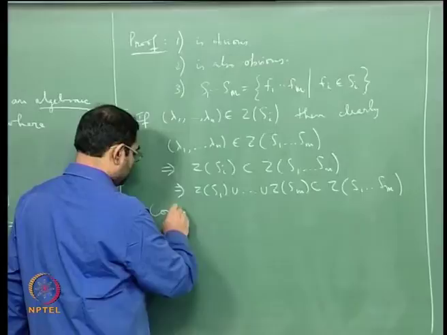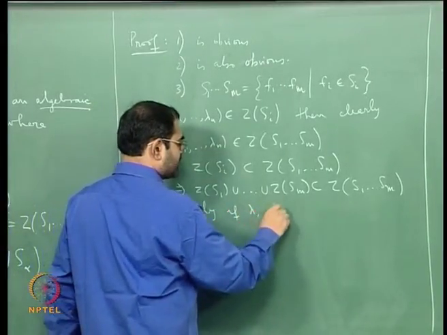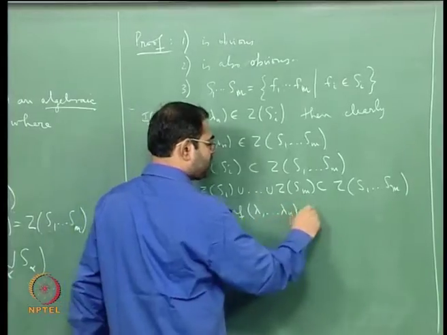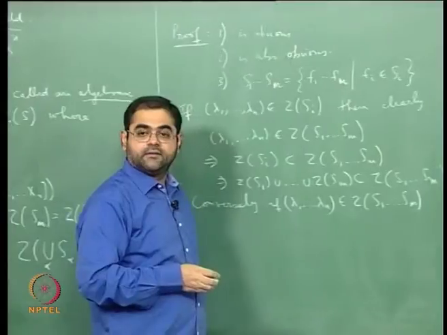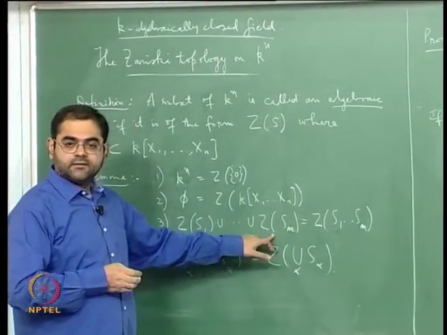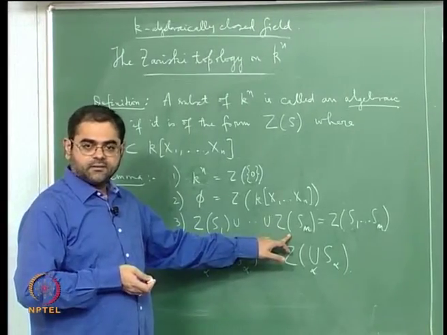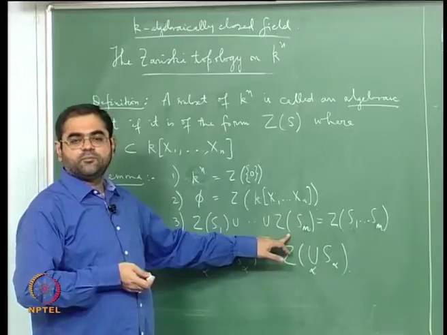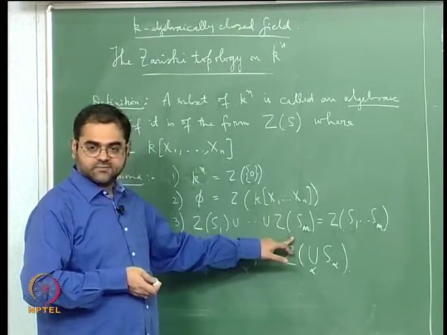Conversely, if lambda 1 etc lambda n is in Z of S1 etc Sm, then you have to show that it is in at least one of the Z of Si for some i. So how do you prove it? You prove it by contradiction. You assume it's not there in any of the Z of Si.